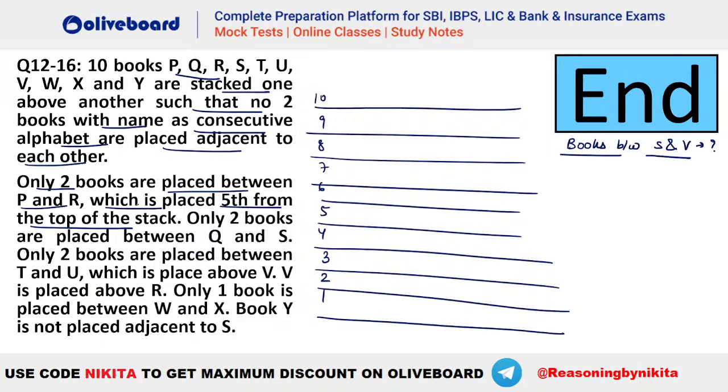So we have been given that R is kept fifth from the top of the stack. So 1, 2, 3, 4, 5. This has to be your R here, right? R will be at the sixth position from the bottom. Only two books are there between P and R.